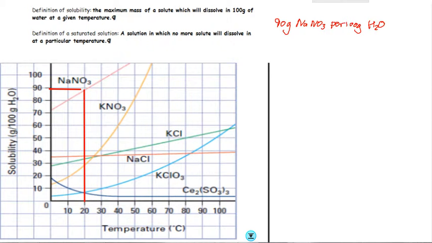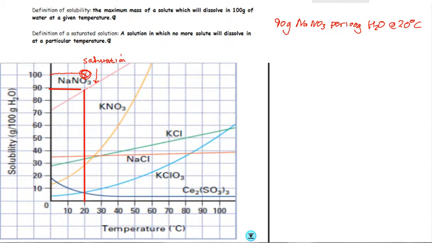So in other words, if I have 100 grams of water at 20 degrees, I will be able to dissolve 90 grams of sodium nitrate in it. So this line is the line of saturation. Anything beyond that will not dissolve in the water. For example, if I took it at 20 degrees and put 100 grams of the solute into the solvent, it would not dissolve. Once you go above this line anywhere, that solid will no longer dissolve.